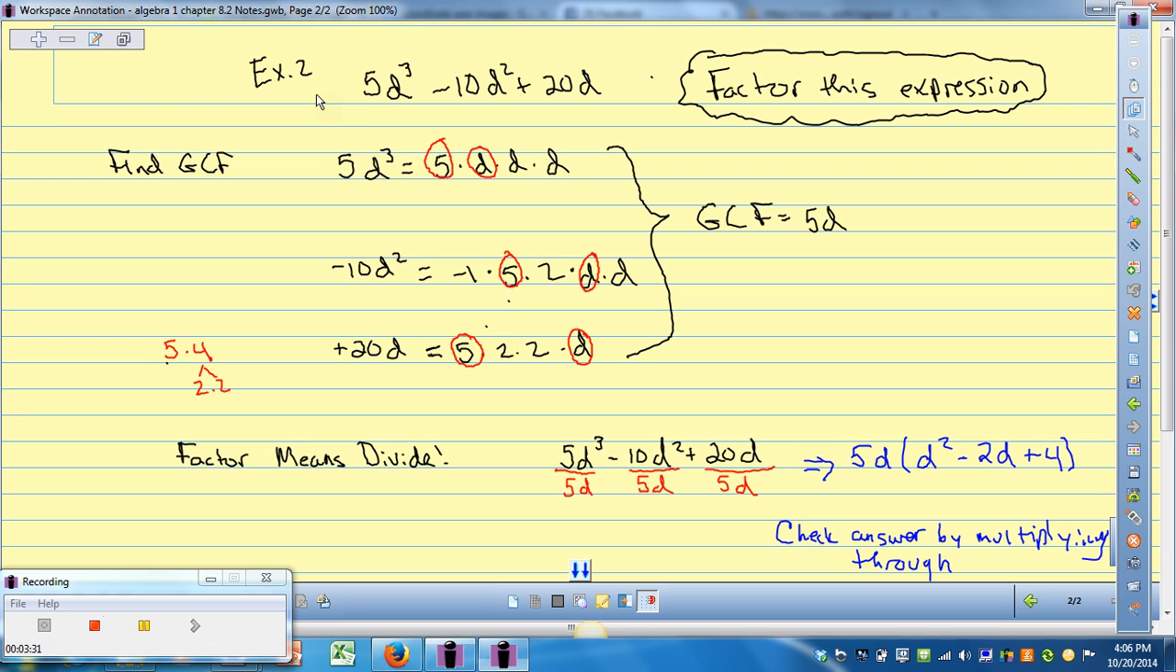Here, example 2, we start with 5d cubed minus 10d squared plus 20d. This was directly off one of your homework problems, and you're asked to factor this expression. So we look for the greatest common factor. So I have factored 5d cubed as 5 times 1. I didn't write the times 1 because 1 is always a factor.